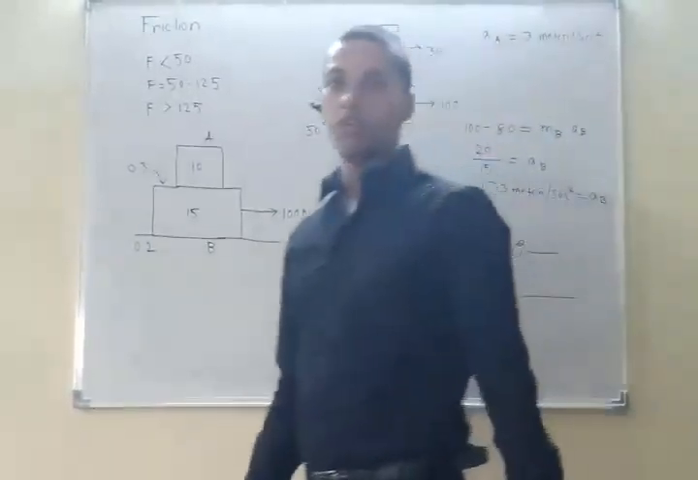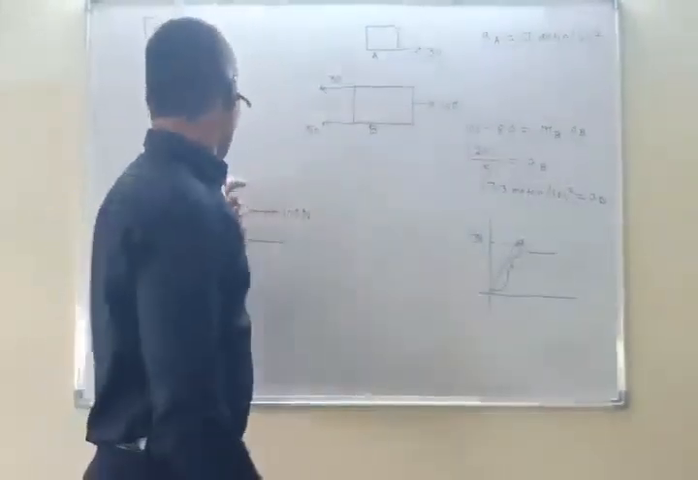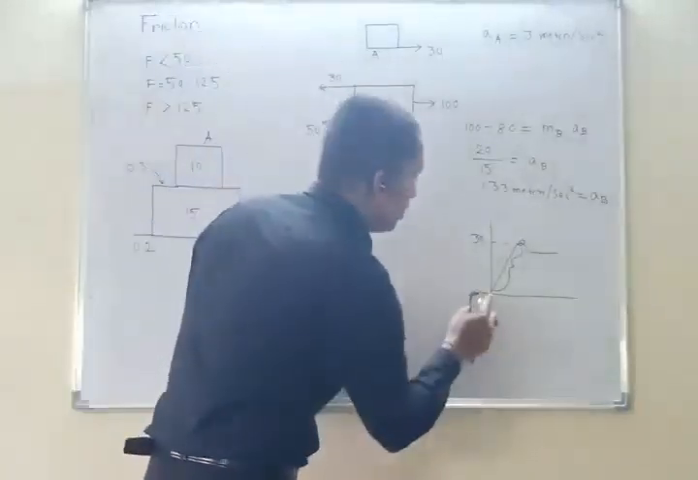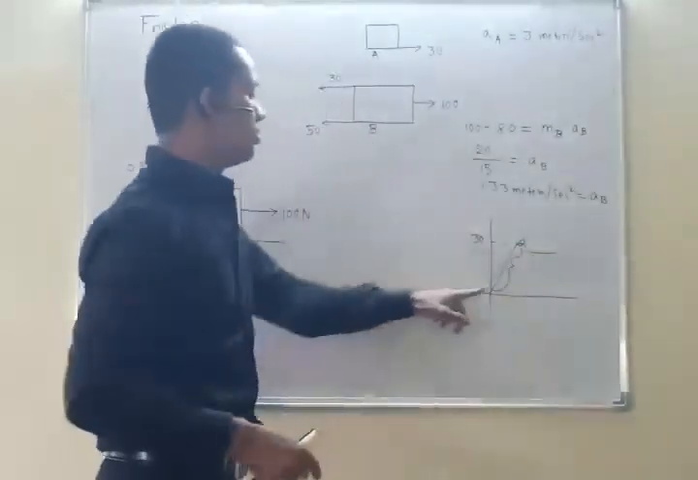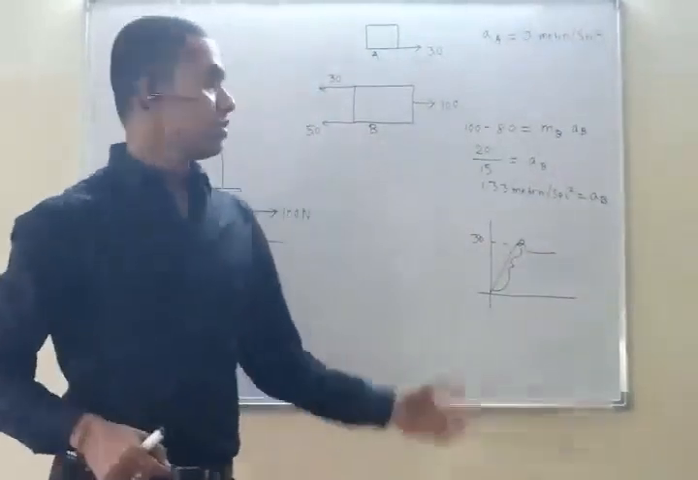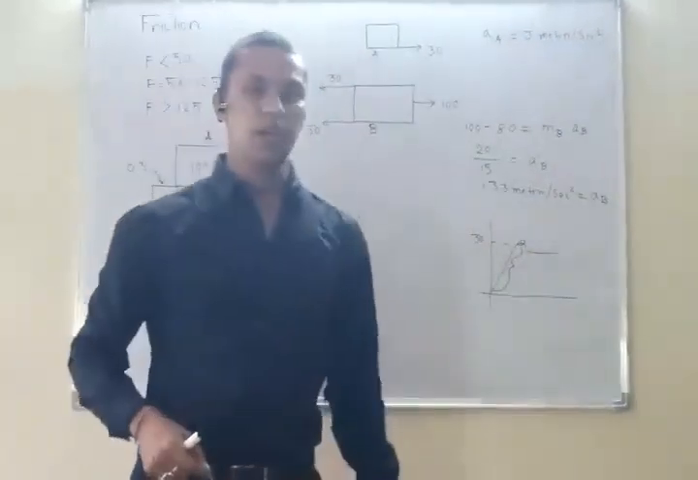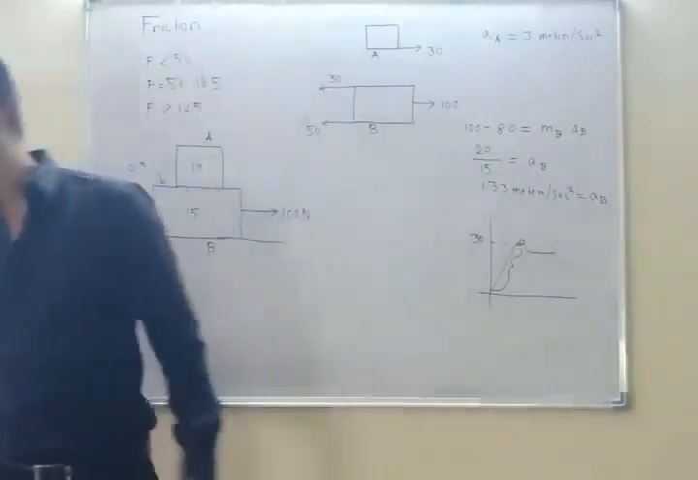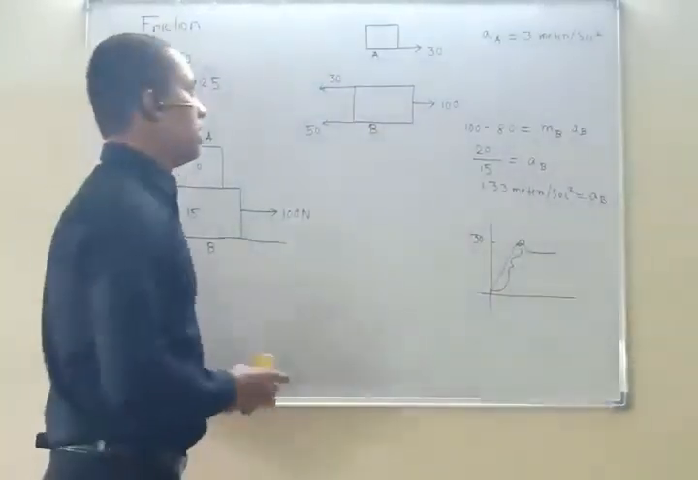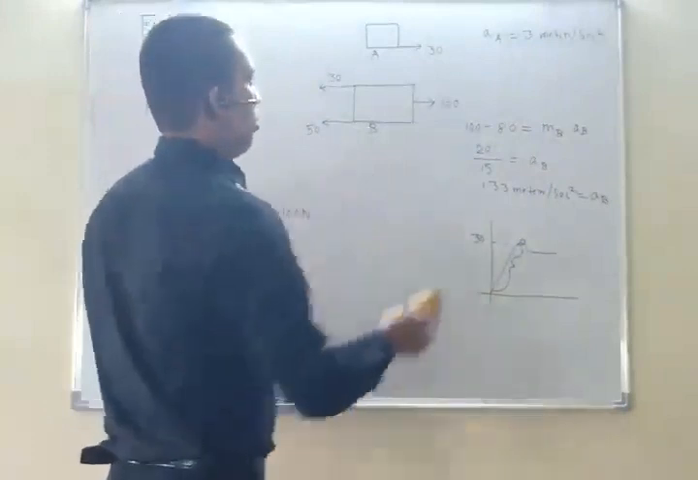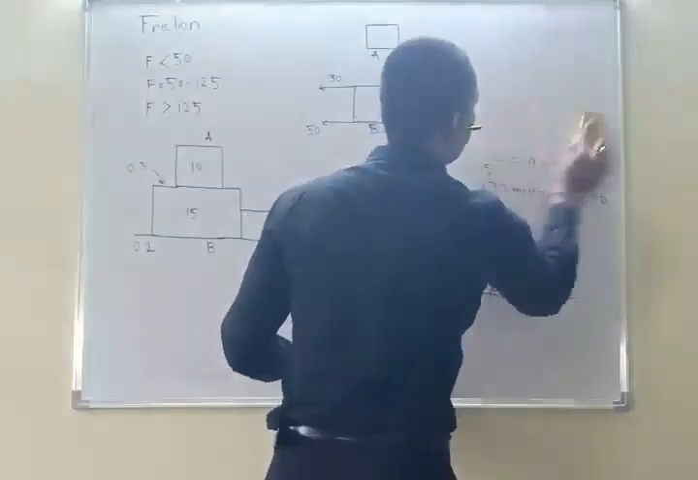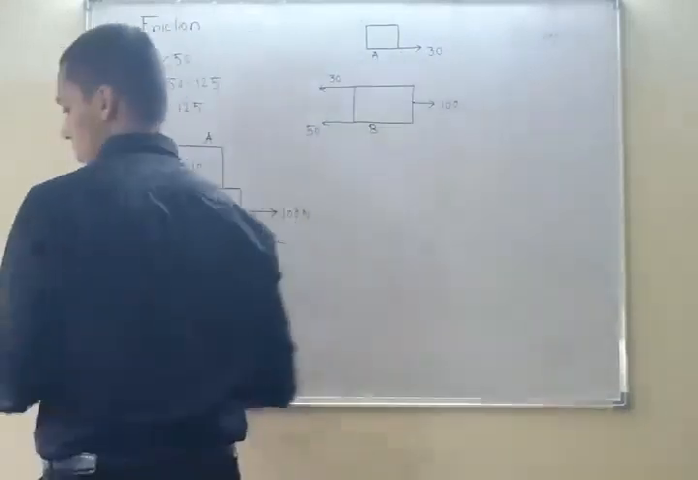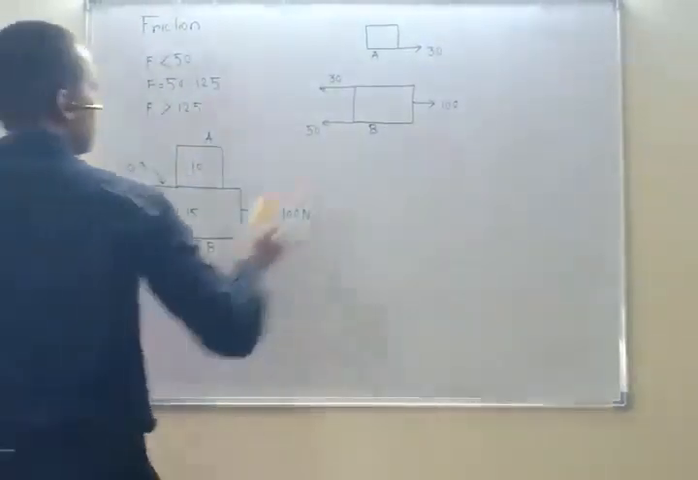The frictional resistance between block A and block B can be anything, anywhere between 0 and 30. What is the frictional resistance? That we will have to find out. What is the acceleration of A and B? That we will have to find out. So for this kind of question, don't make this mistake. Always do this.